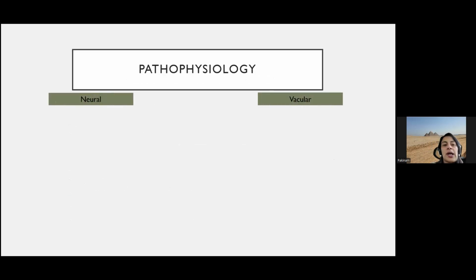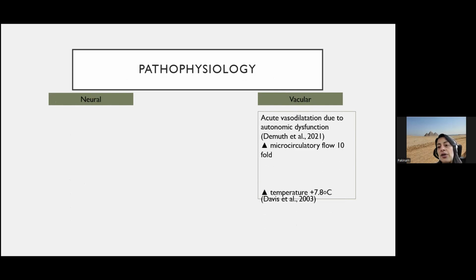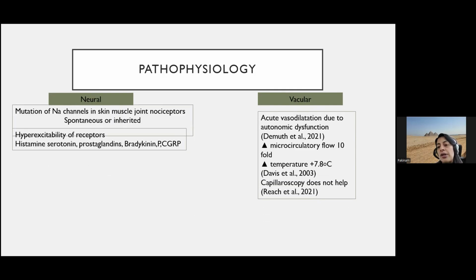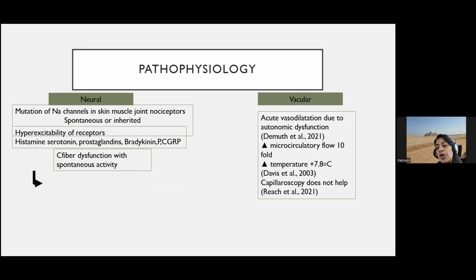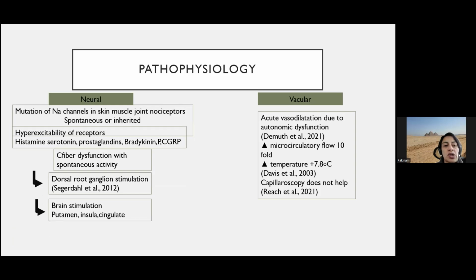The pathophysiology is either neural or vascular. The vascular is due to acute vasodilatation with microcirculatory flow 10 folds and temperature increases by 7 degrees, and unfortunately capillaroscopy does not help. While the neural is due to a mutation in sodium channels with hyperexcitability of the receptors, release of histamine, serotonin, prostaglandins, bradykinin, substance P, calcitonin gene-related peptide with C fiber dysfunction and spontaneous activity, resulting in dorsal root ganglion stimulation, hence brain stimulation of putamen, insula, and cingulate.